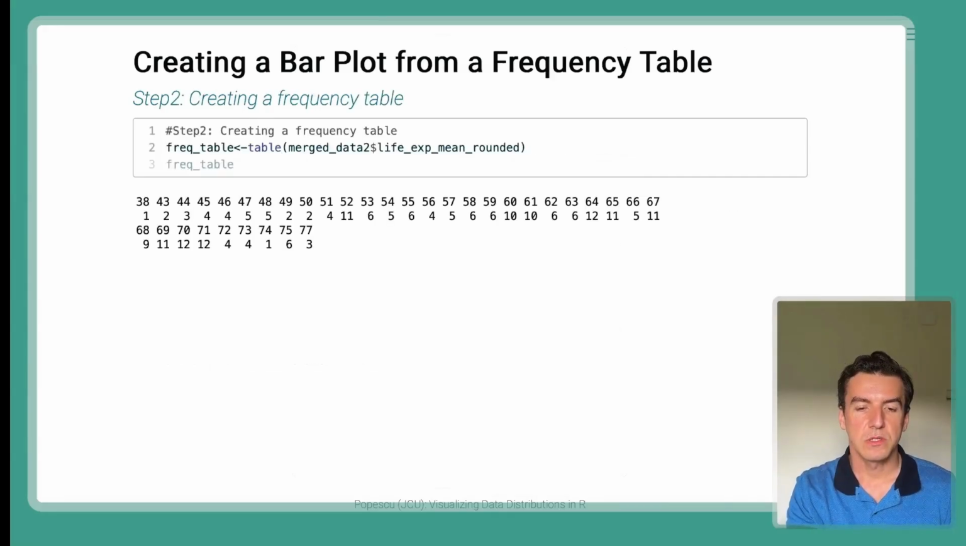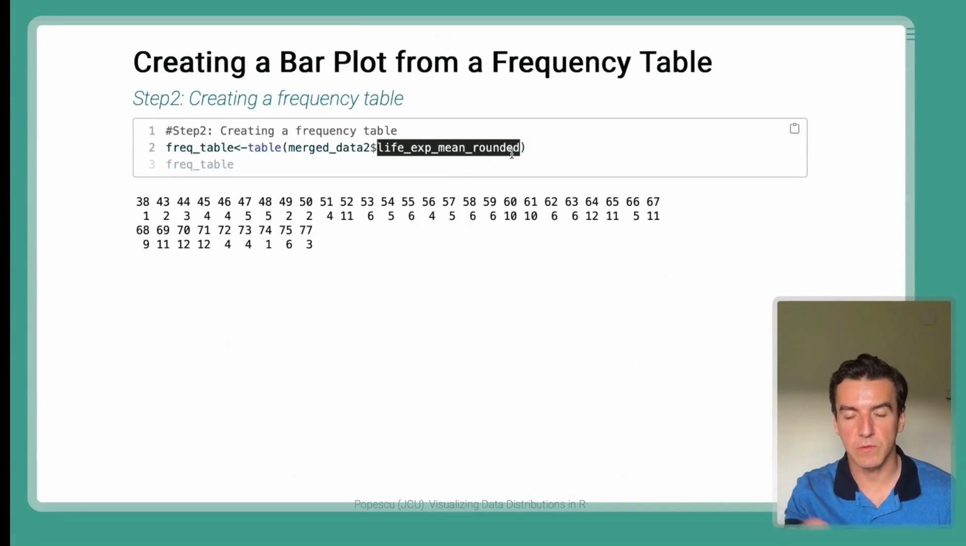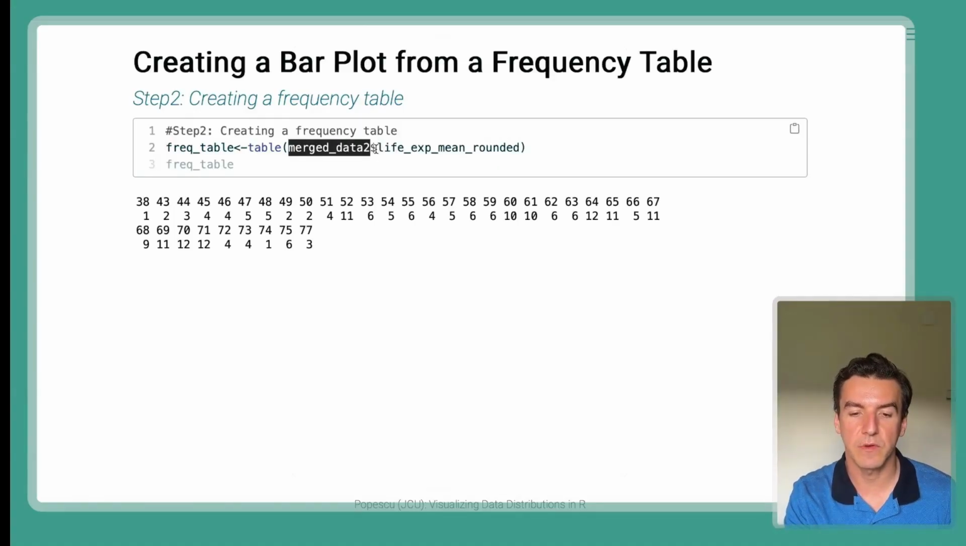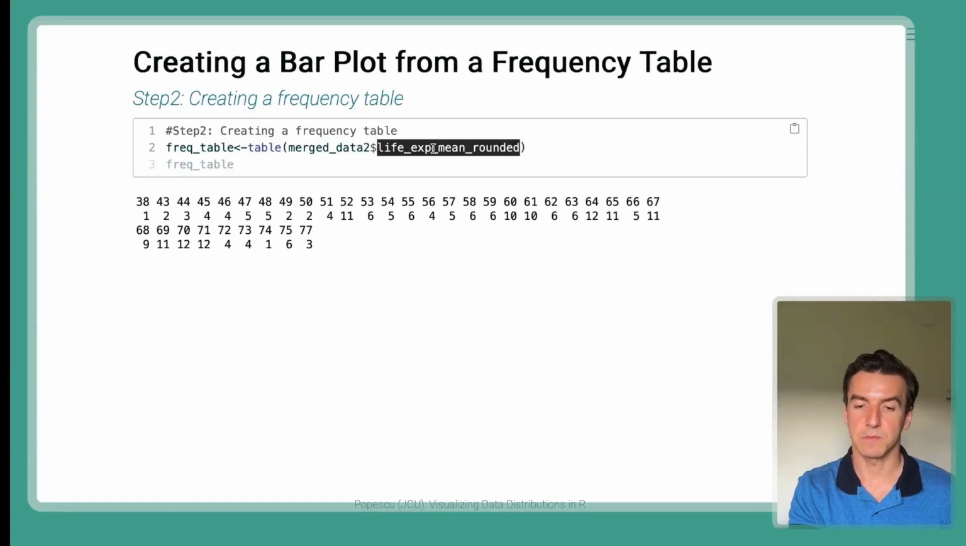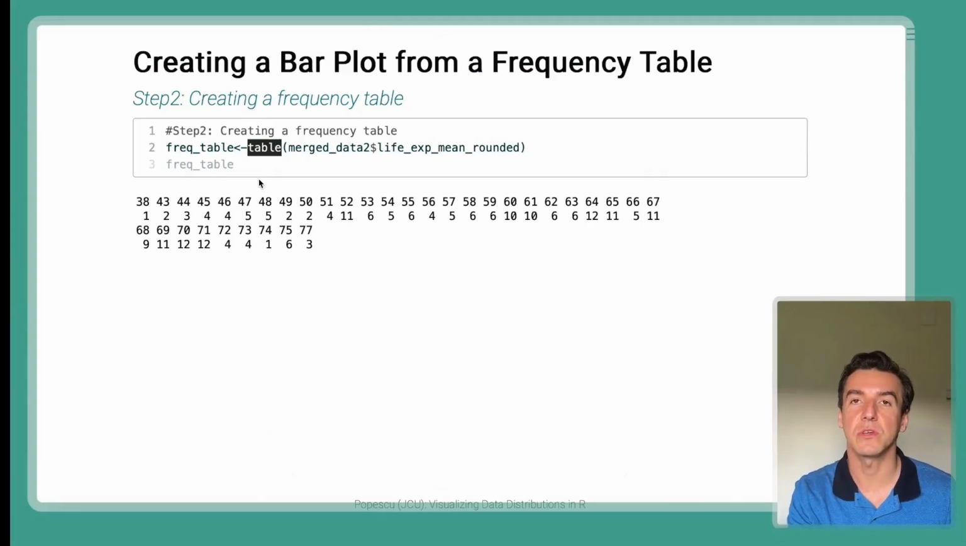Okay. So the next step is to create a frequency table. We just rounded our numbers, so now we're going to use table. This is the life expectancy mean rounded, the rounded value that we just created. This is the data frame. Remember that the dollar sign is really the thing that allows you to access a specific column within a data frame. And this table function allows you to create a frequency table.